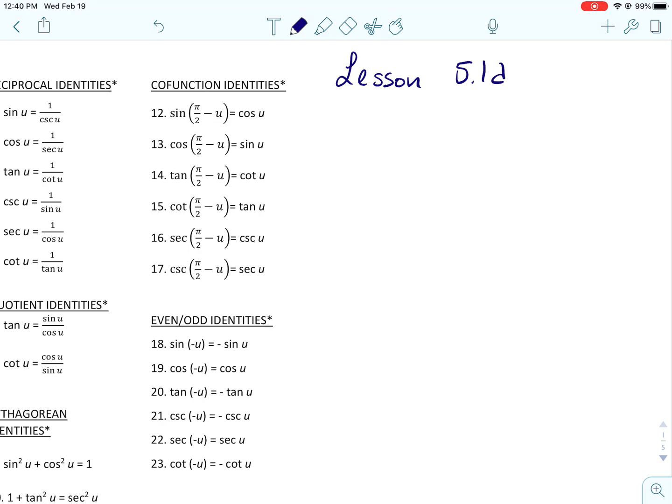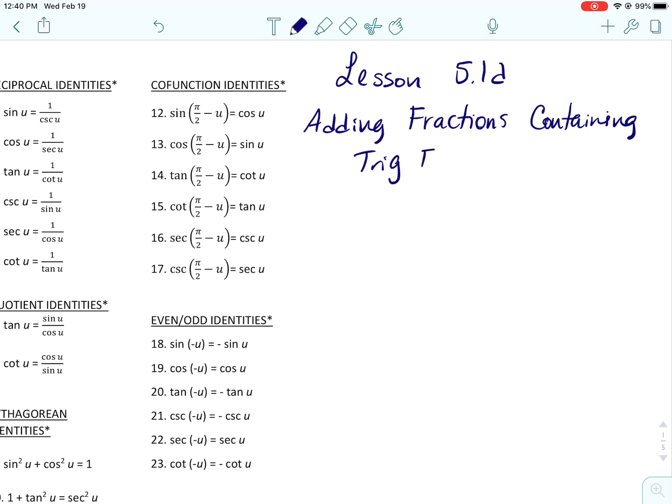So the title we're just going to call adding fractions containing trig expressions.